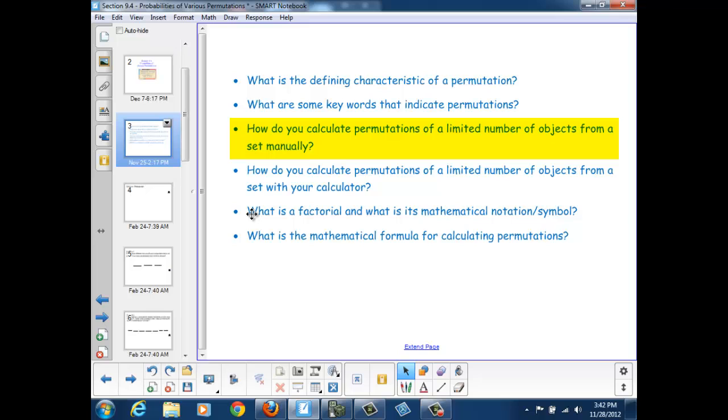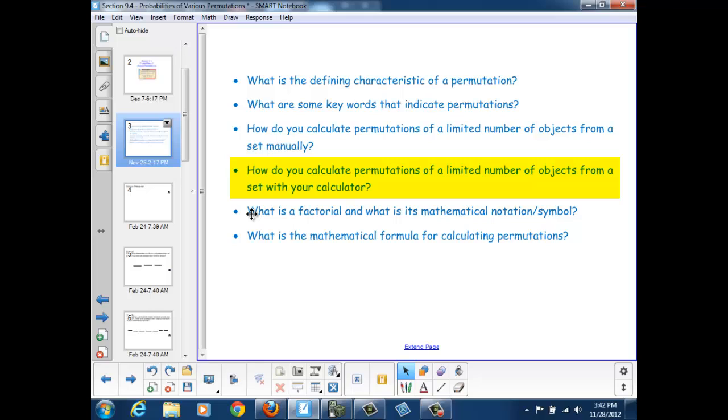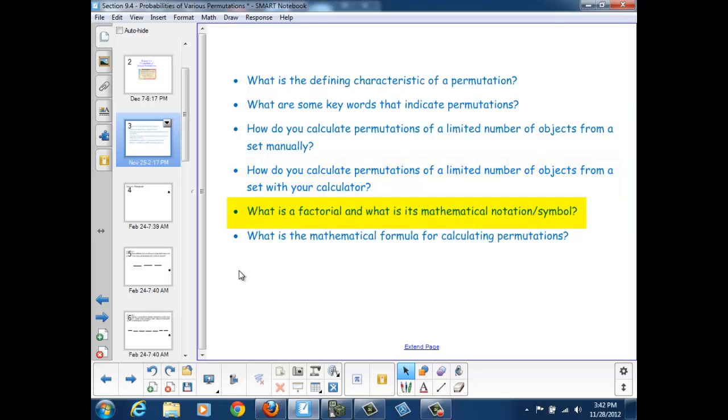How do you calculate permutations of a limited number of objects from a set manually? How do you calculate permutations of a limited number of objects from a set with your calculator? What is a factorial, and what is its mathematical notation or symbol? What is the mathematical formula for calculating permutations?